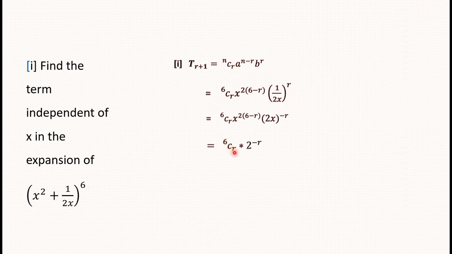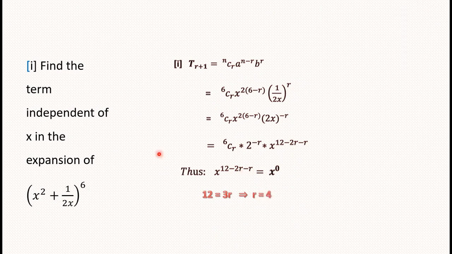So it's going to give us 6 combination r times 2 to the power negative r times x to the power 12 minus 2r minus r. So that gives us x to the power 12 minus 2r minus r should be equal to x to the power 0. Why are we equating to x to the power 0? Because this is the term that is going to be independent of x. The term independent of x is that term that has x to the power 0. So here we solve for r, and the value of r is going to be 4.